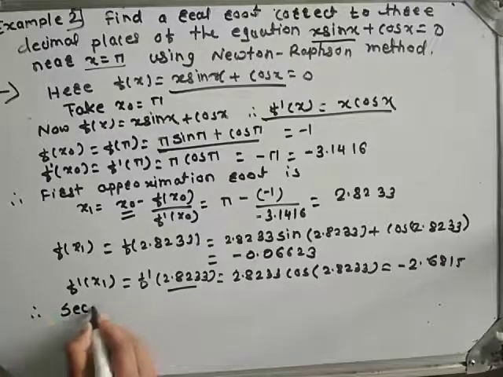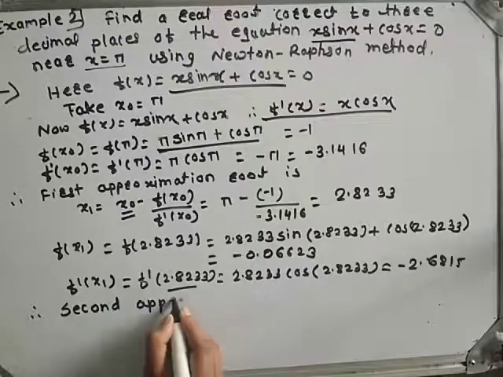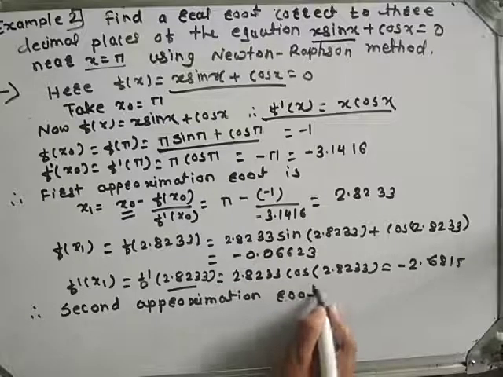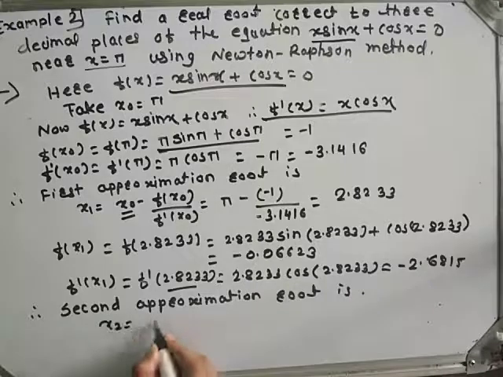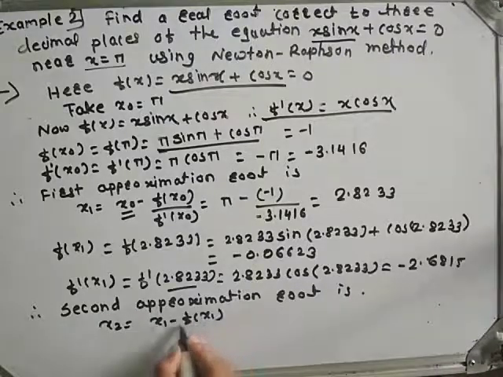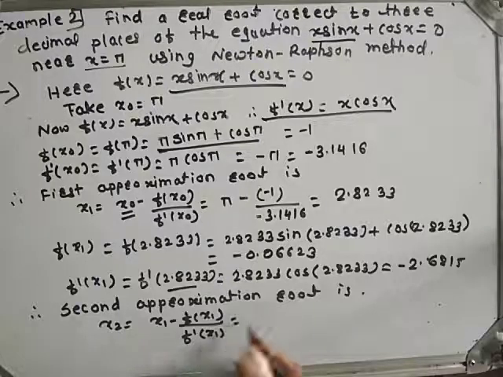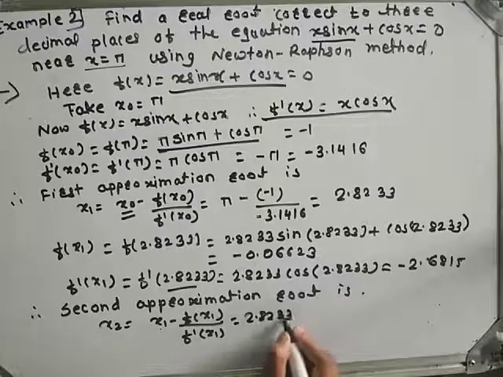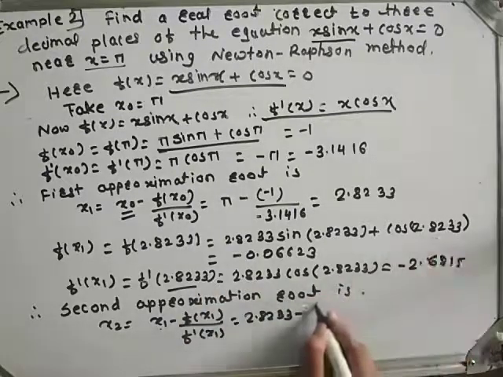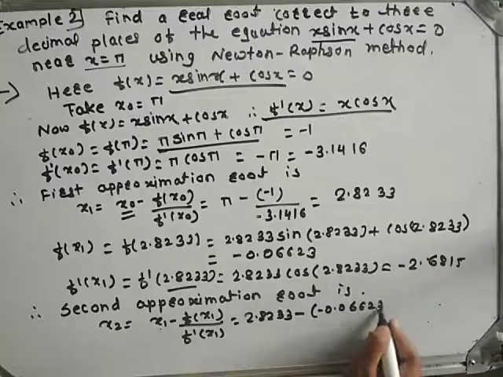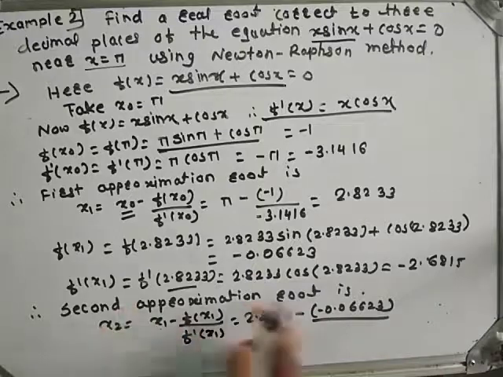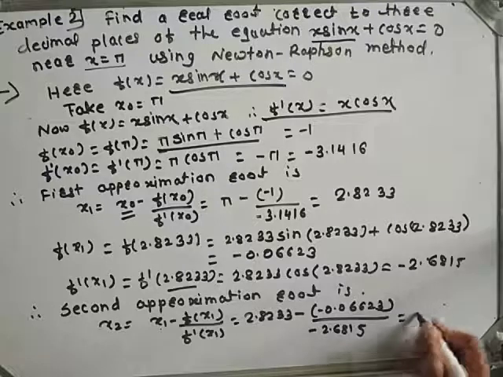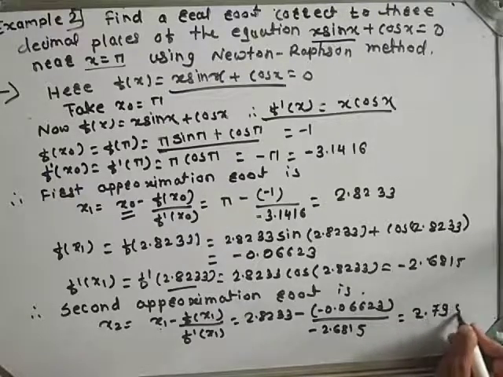Second approximation root is x2 is equals to x1 minus f of x1 upon f dash of x1, which is equals to x1 is 2.8233 minus f of x1 is minus 0.06623 upon f dash of x1 is minus 2.6815, which is equals to 2.7986.